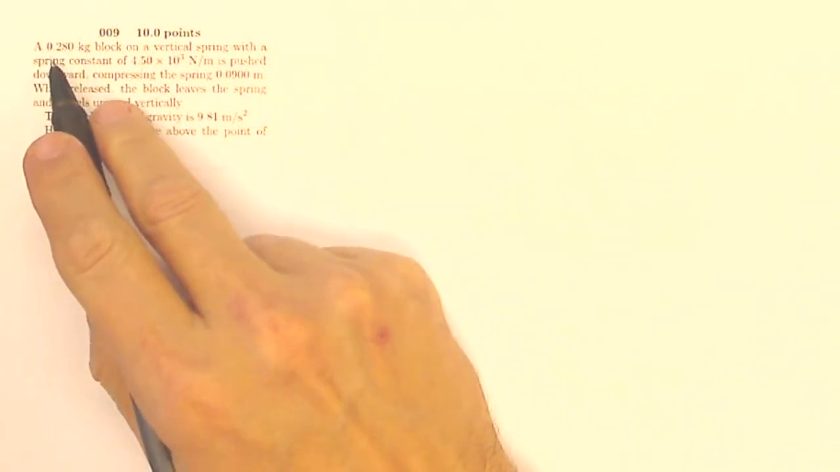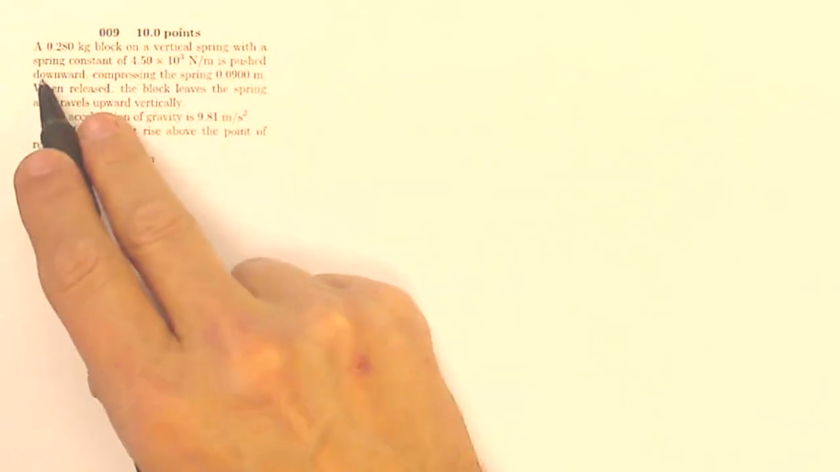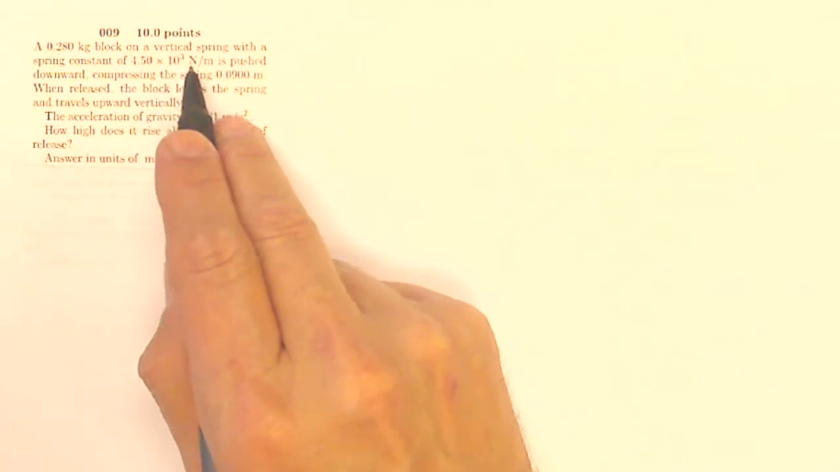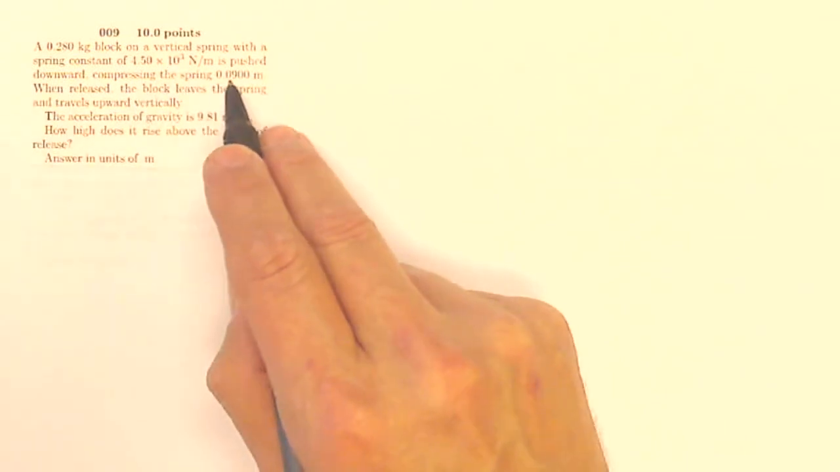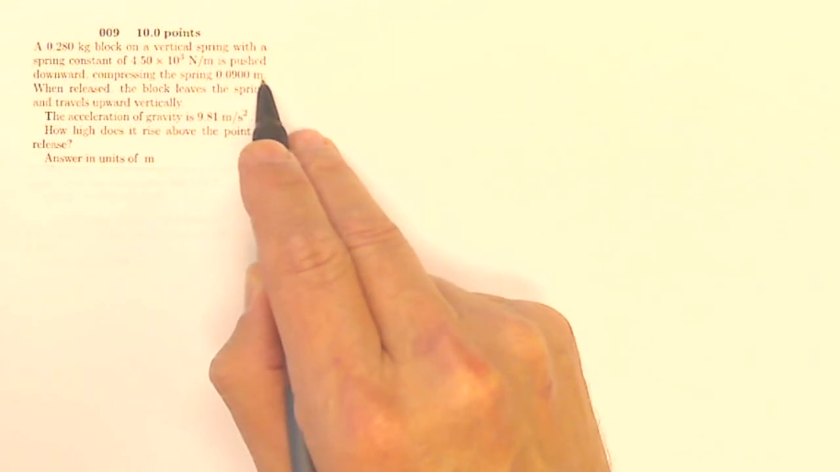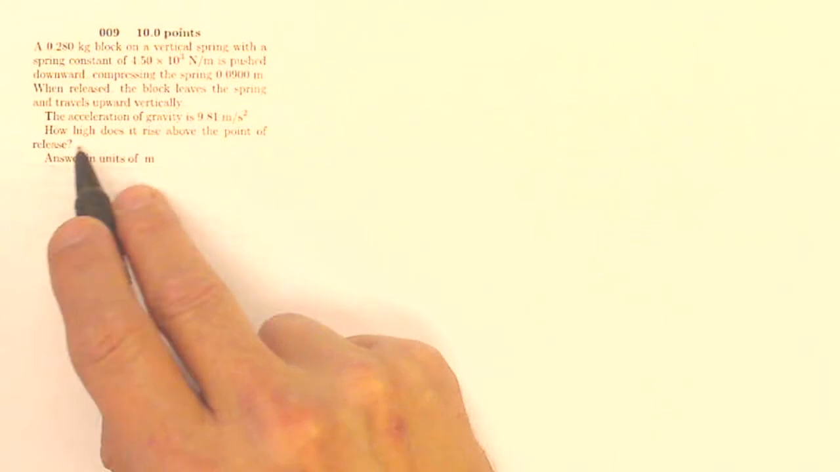A 0.280 kilogram block on a vertical spring with a spring constant of 4.5 times 10 to the third newtons per meter is pushed downwards, compressing the spring 0.0900 meters. When released, the block leaves the spring and travels upward vertically. How high does it rise above the point of release?